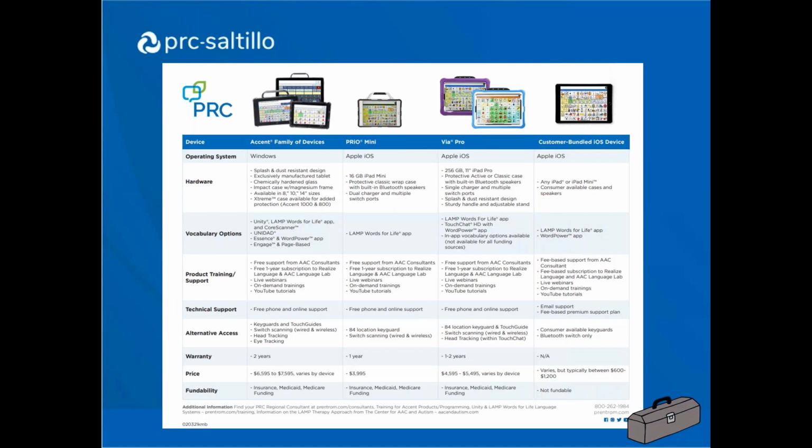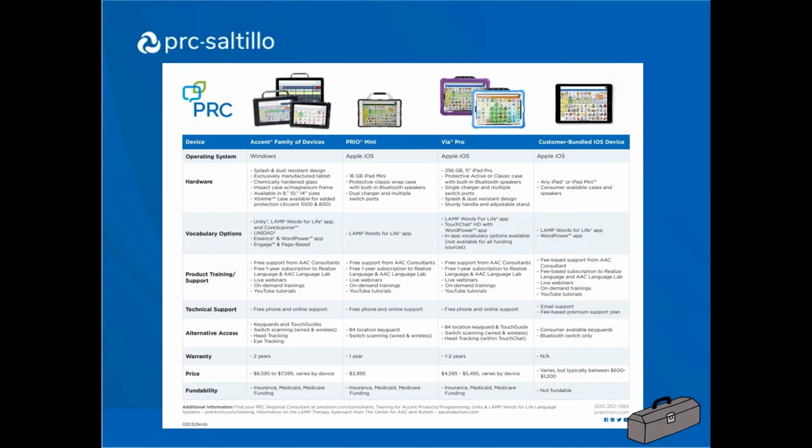So when I'm looking at the Prio Mini, I can see there's just one vocabulary program that's called LAMP Words for Life available. We took a quick peek at the Accent family of devices there for the vocab options. And now I'm going across to the Via Pro, and I can see that there's a couple of options, LAMP Words for Life also being one of them there. For both options in the middle here, we see free consultant support and training as well for as long as you have the device.